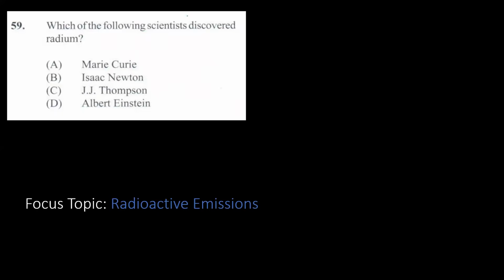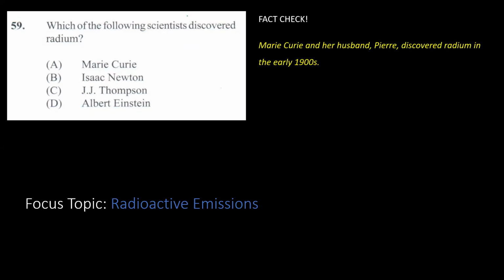Number 59, which of the following scientists discovered radium? Now we know that Isaac Newton did not work with radioactive material. Radium is a highly radioactive element. And neither did Einstein. Einstein was a theoretical physicist. J.J. Thomson discovered the electron, not any element. So our answer is Marie Curie. Both she and her husband, Pierre, discovered radium in the early 1900s. So that's A.